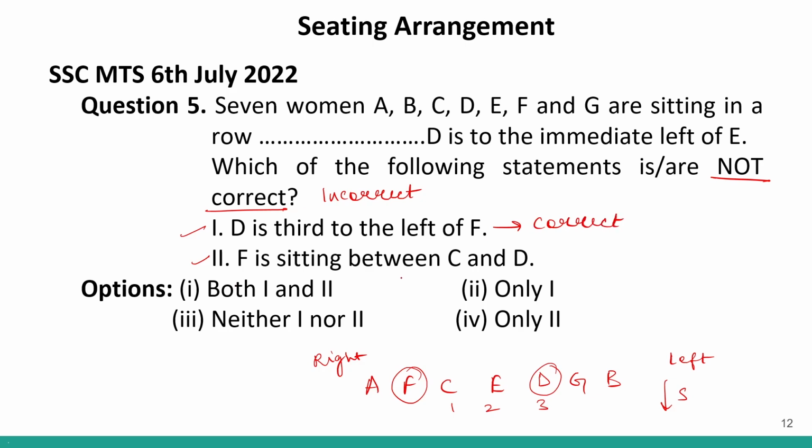Statement 2 says F is sitting between C and D. So F is definitely not between C and D. F is between A and C. So this is incorrect. Right? This statement will be incorrect. So my answer will be that only option 2 is incorrect. Therefore, my answer will be option number 4. Only second statement is incorrect. We had to find the incorrect statements.